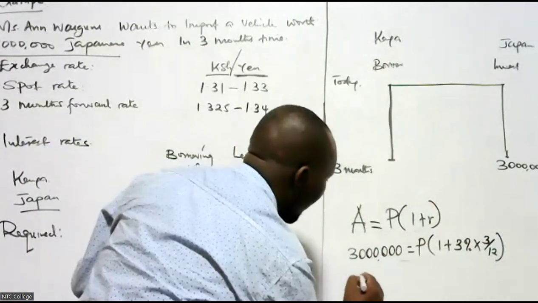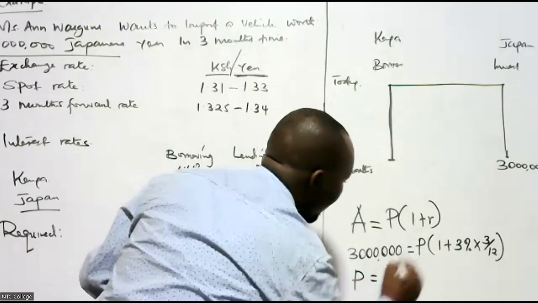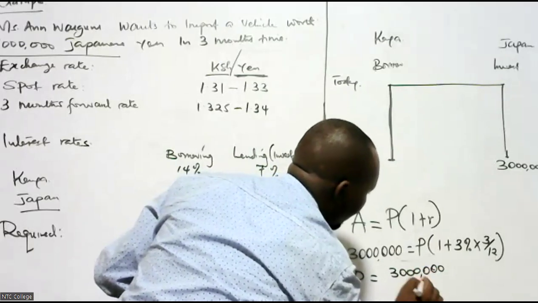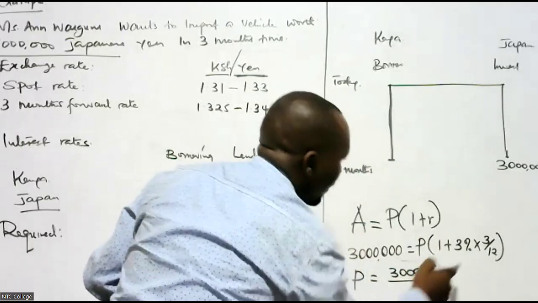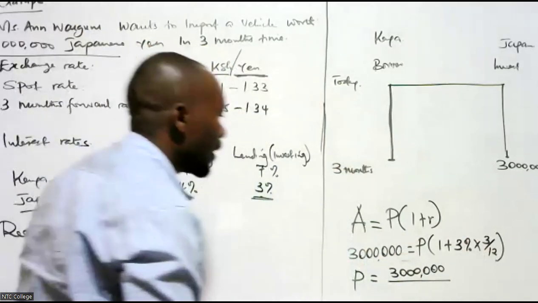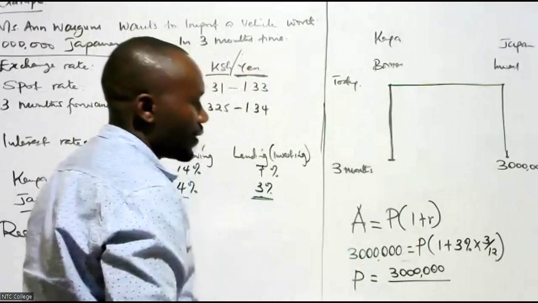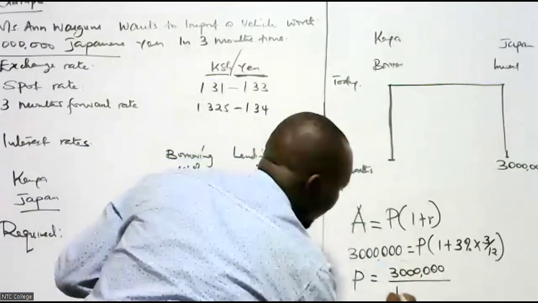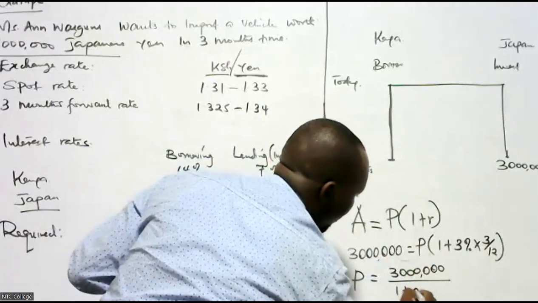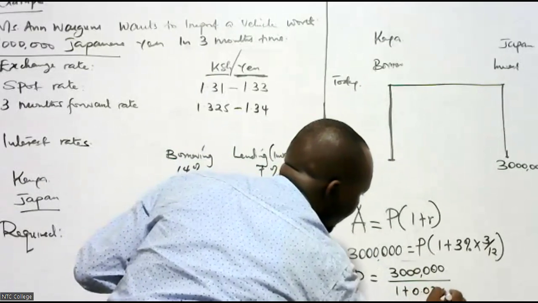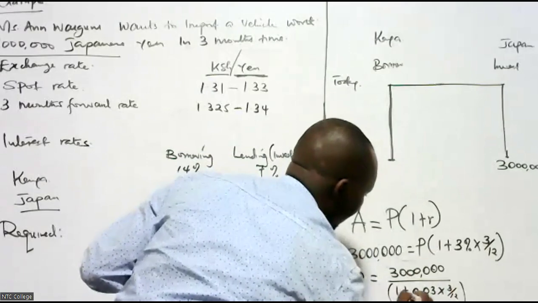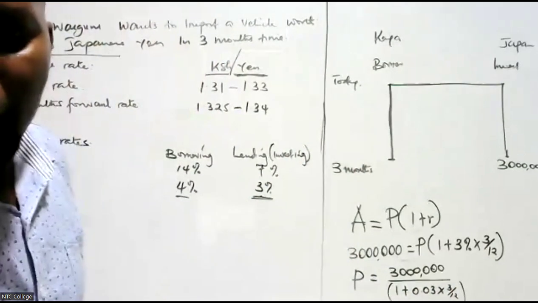So we are coming here and saying that P is equal to 3 million over (1 + 0.03 × 3/12). Calculate for me this. What is it? What percentage is that? Can somebody solve for me this? 1 plus 0.03 times 3 all over 12. Somebody calculate for me that. What are you getting?